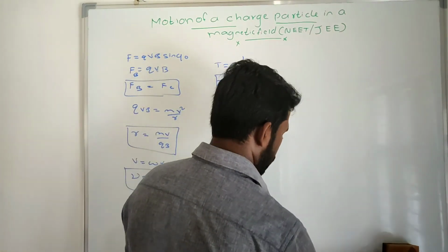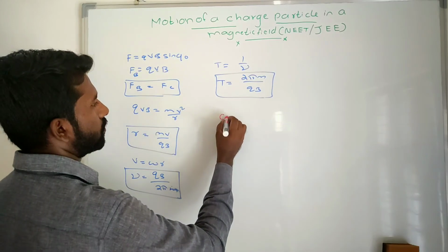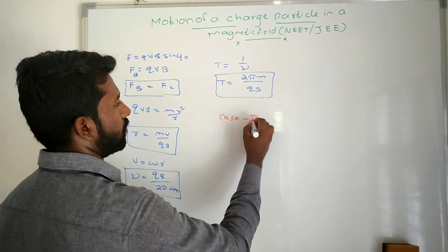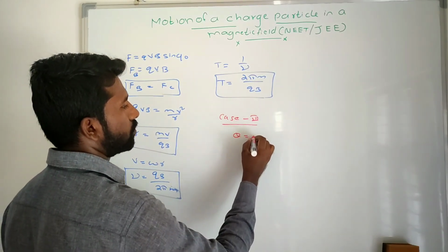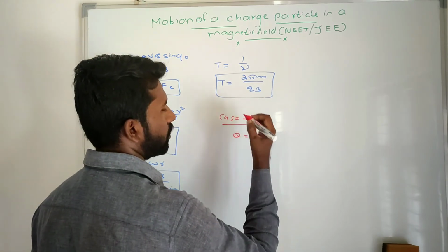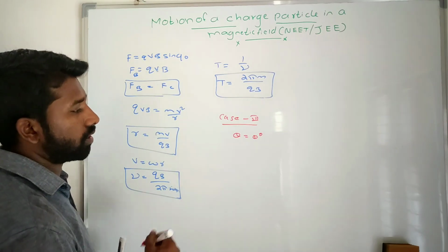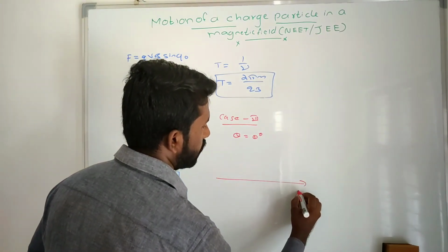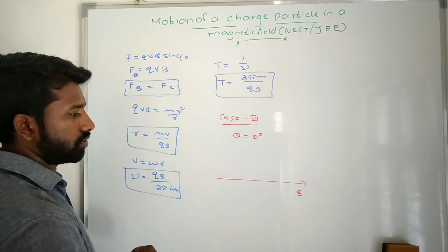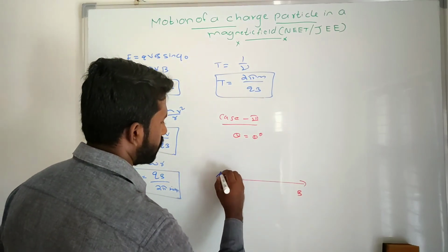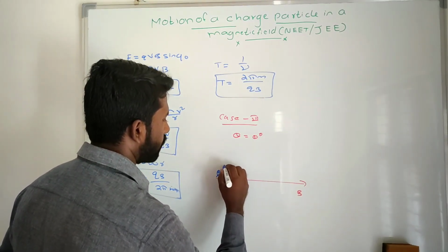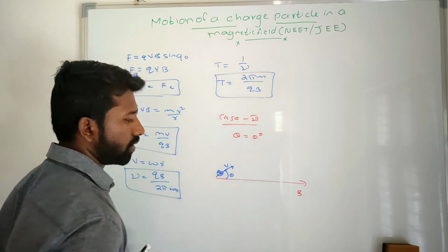In case 3, theta is equal to some angle theta itself. That means the magnetic field and velocity have some angle between them. You see this: if the magnetic field is acting like this, the charged particle moves with a velocity like this. It's making an angle.